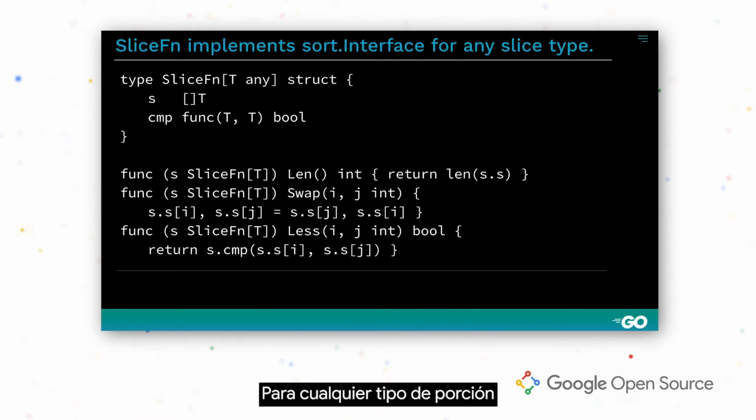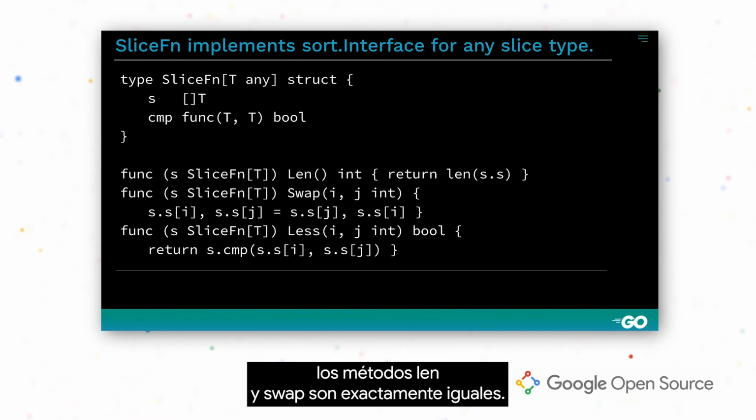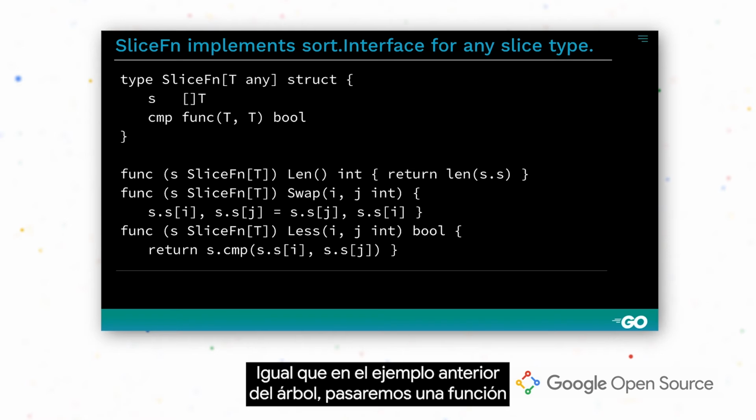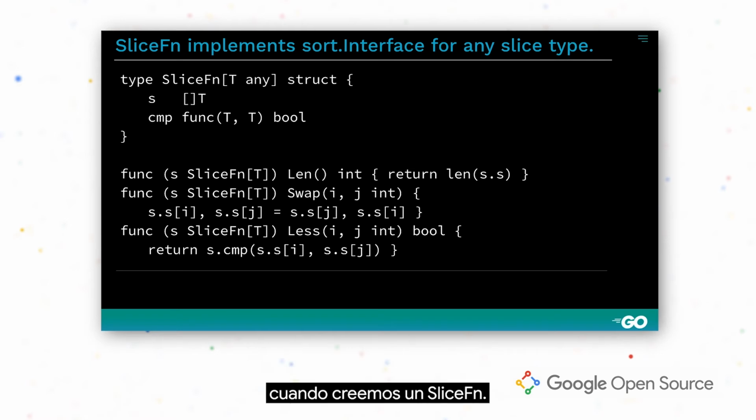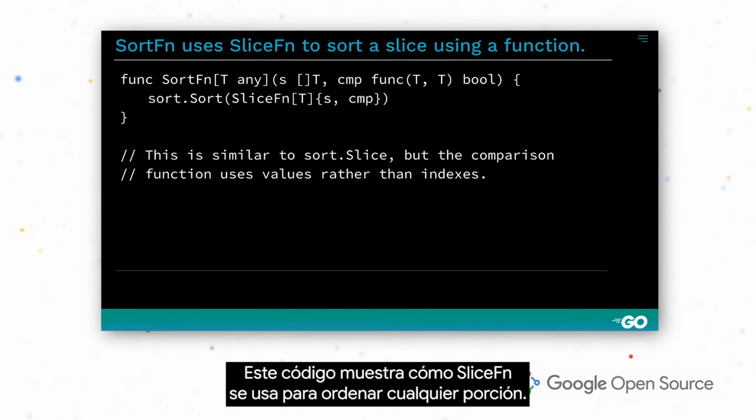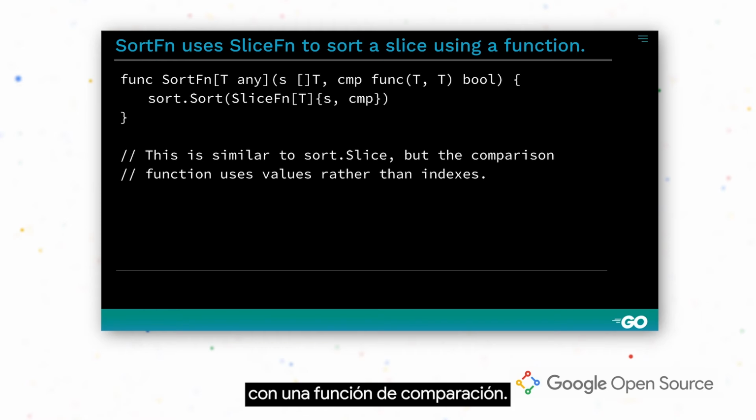For any slice type, the Len and Swap methods are exactly the same. The Less method requires a comparison, which is the fun part of the name SliceFun. As with the earlier tree example, we will pass in a function when we create a SliceFun. This code shows how SliceFun is used to sort any slice using a comparison function.